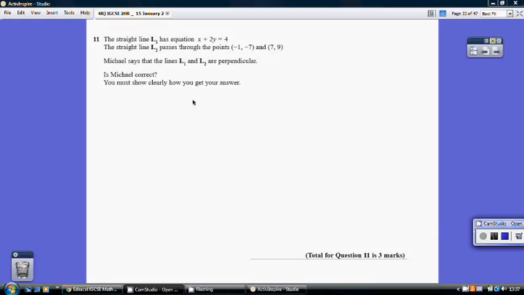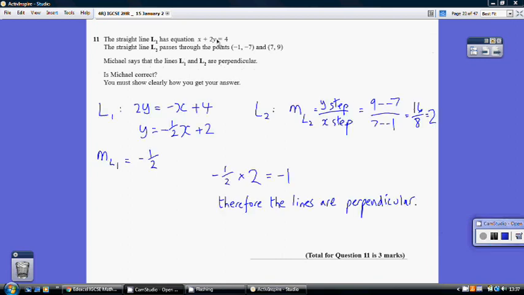Question 11. Now being asked to work out whether these lines are perpendicular. So to start off, I need to work out the gradient of both of these lines. Now with L1, because I've already got it in a formula format, I'm just going to rearrange this so it's in y equals mx plus c format.